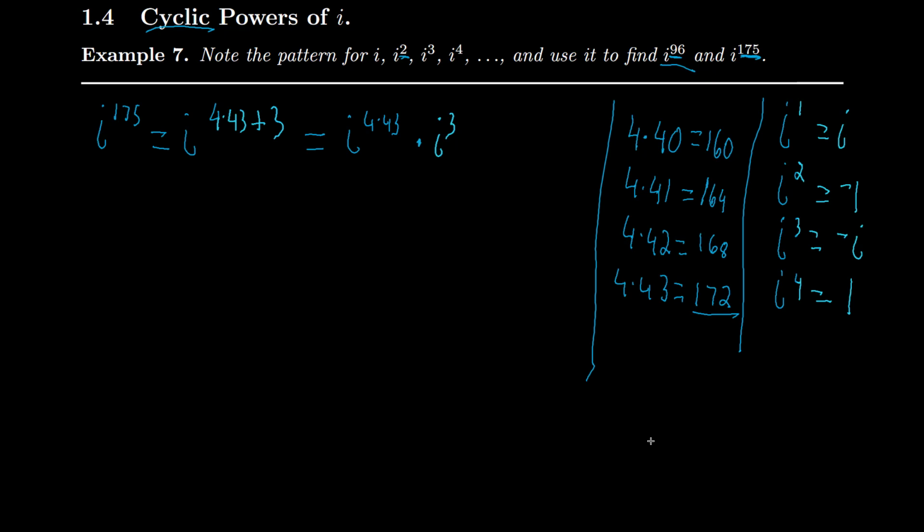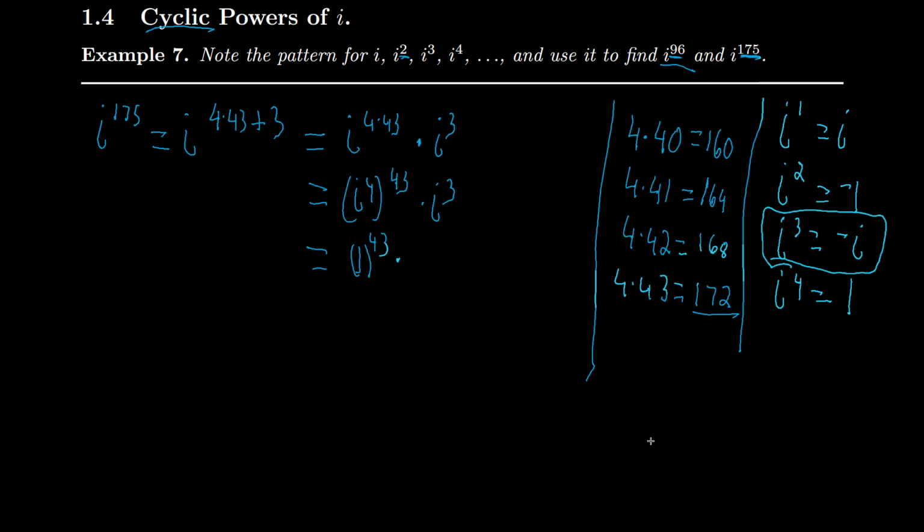When you add exponents together like this, you can just multiply their bases. Well, this is i to the 4th, 43 times, i cubed. Well, we know that this is just 1 to the 43rd. And we know that i cubed, look over here, i cubed is just negative i. So that's just negative i. 1 to the 43rd is 1. The whole thing is just negative i.